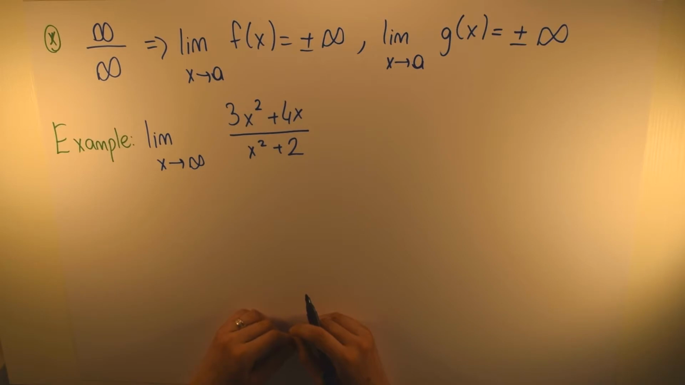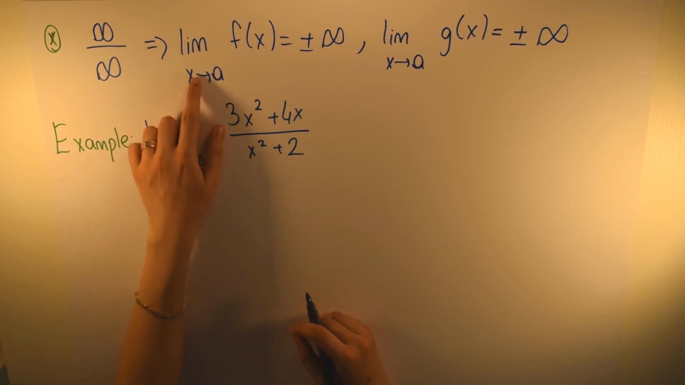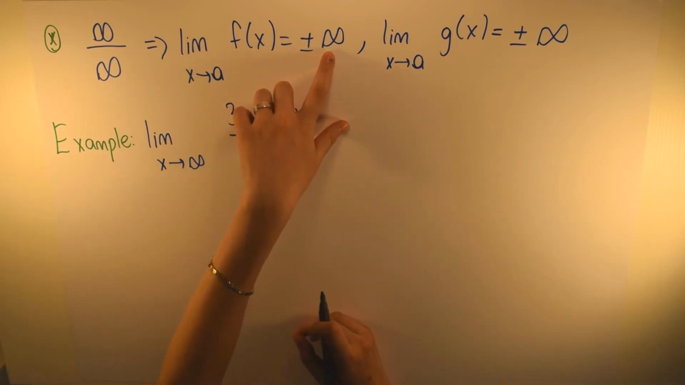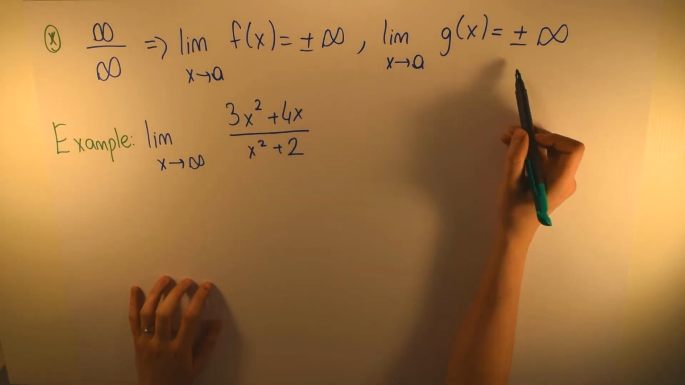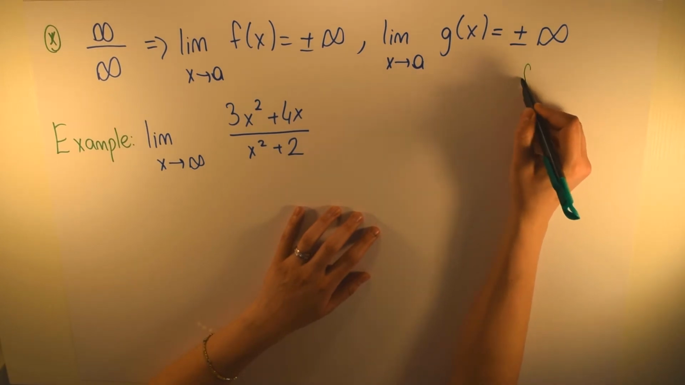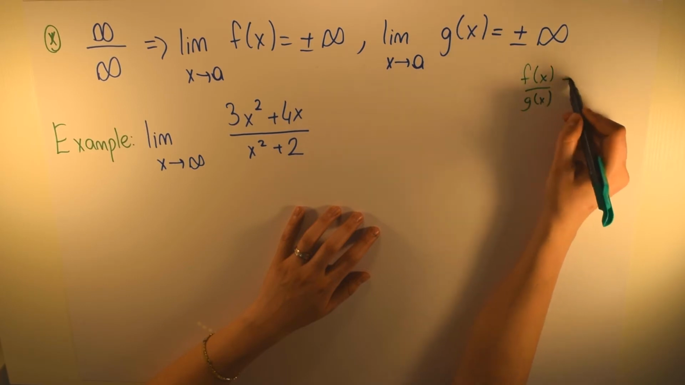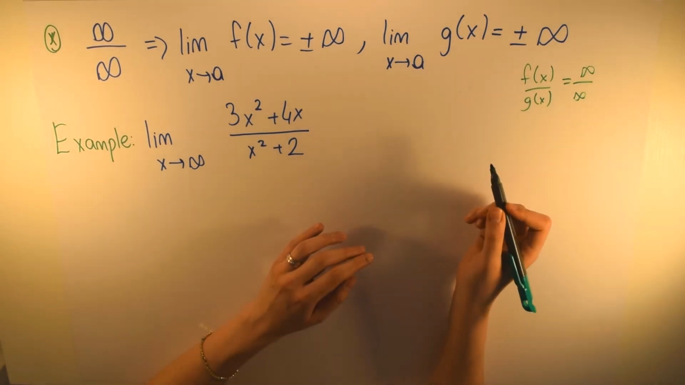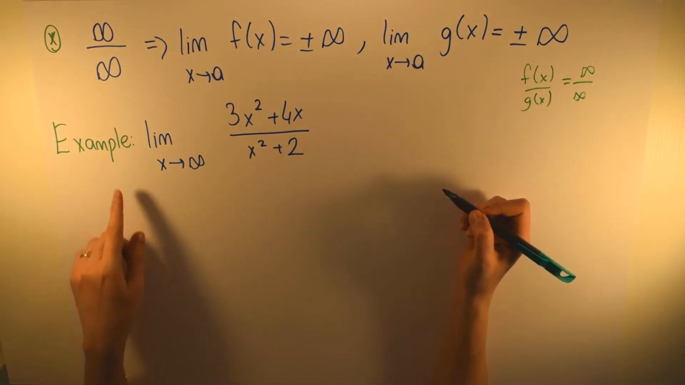Now let's continue with this indeterminate form, which is infinity over infinity. Let's say the limit as x approaches a of f(x) is equal to plus or minus infinity, and the limit as x approaches a of g(x) is equal to plus or minus infinity. In this case, the function f(x) over g(x) has the indeterminate form infinity over infinity, right? So to find the limit, we must divide the numerator and denominator by x of highest degree. So let's look at this example.